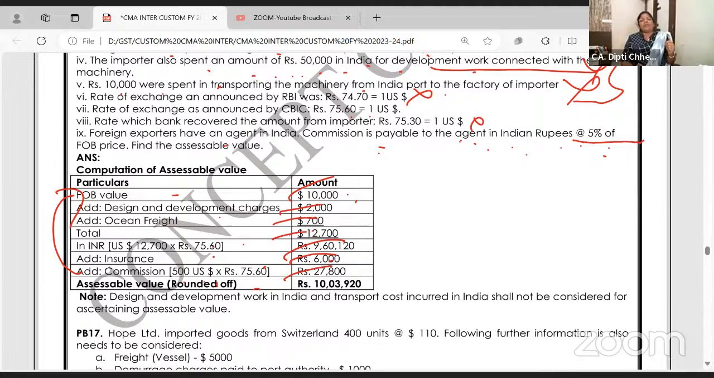The only commission you don't have to take is the buying commission, which is paid to a third party who represents you abroad. Baki to sab lenge. Check. Do you have any doubt? Do it in writing. Because of the schedule constraint, I am explaining everything in detail.